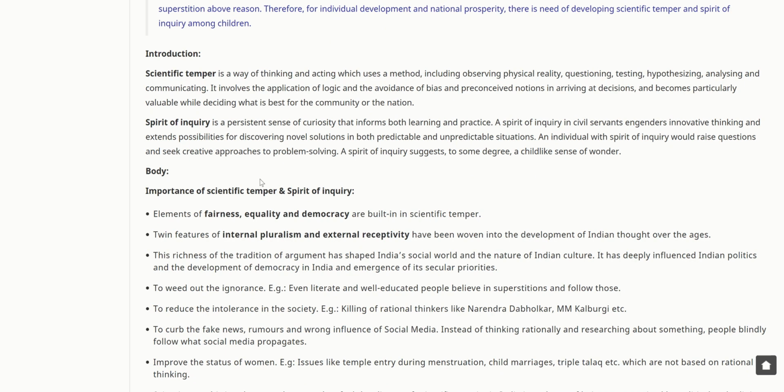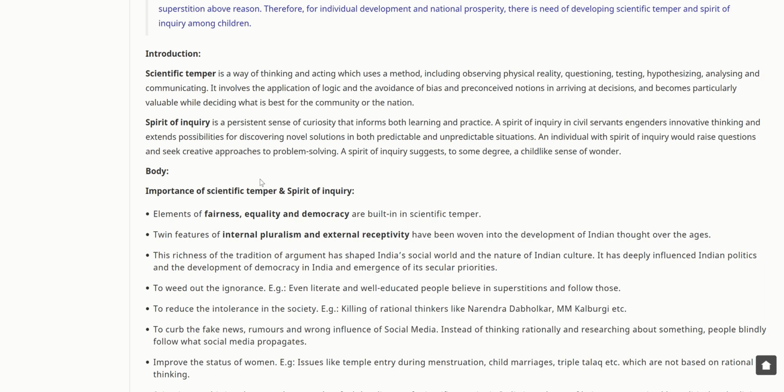Explain. Scientific temper is a way of thinking and acting which uses a method including observing physical reality, questioning, testing, hypothesizing, analyzing, and communicating. It involves the application of logic and avoidance of bias and preconceived notions in arriving at decisions and becomes particularly valuable while deciding what is best for the community or the nation.